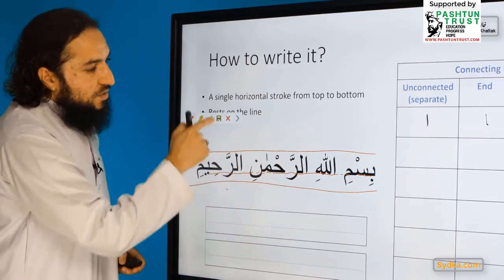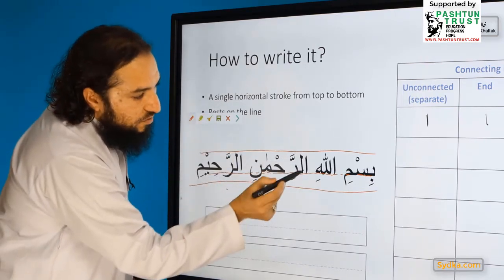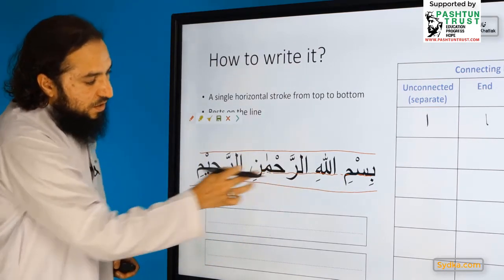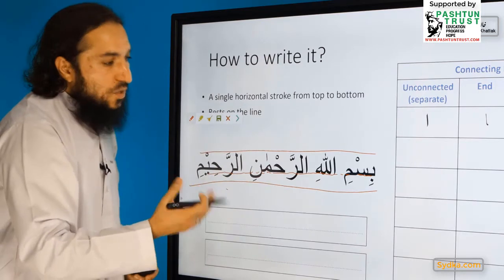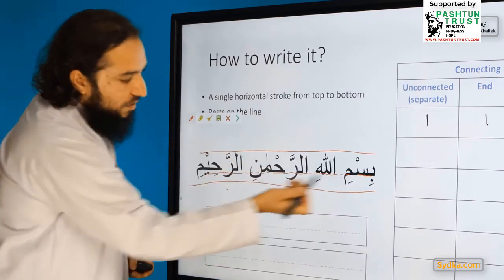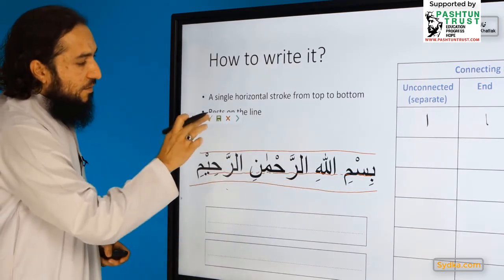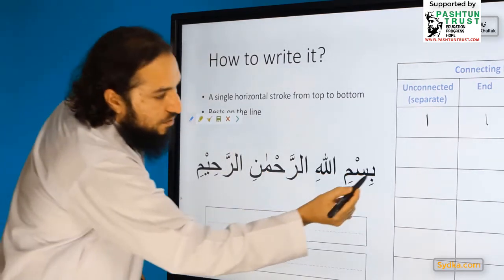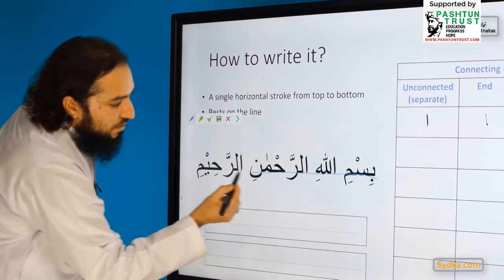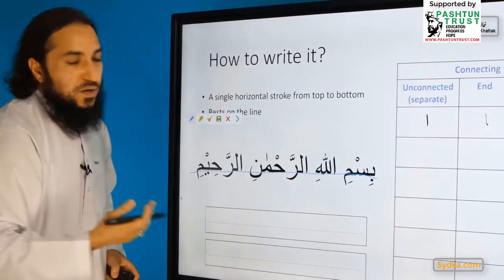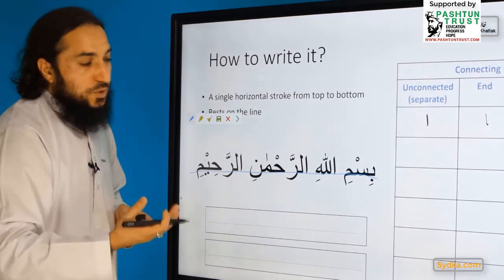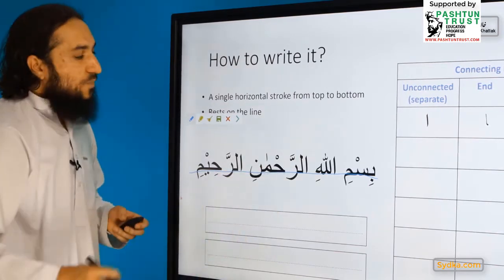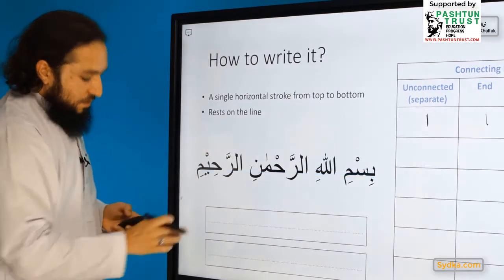That's why it says it rests on the imaginary line. If you see this alif, it rests there, this alif rests there. You don't see this imaginary line in the real text, but it is there. If I explain with another color, you can see the imaginary line here. Whenever we say a letter rests on the line, this imaginary line is what I mean.